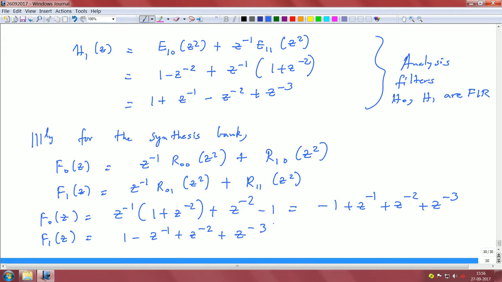And we still have synthesis filters to be FIR. Okay, and this is still good for alias cancellation, because f naught of z is h1 of minus z and f1 of z is minus h naught of minus z, and then this is still good for alias cancellation.